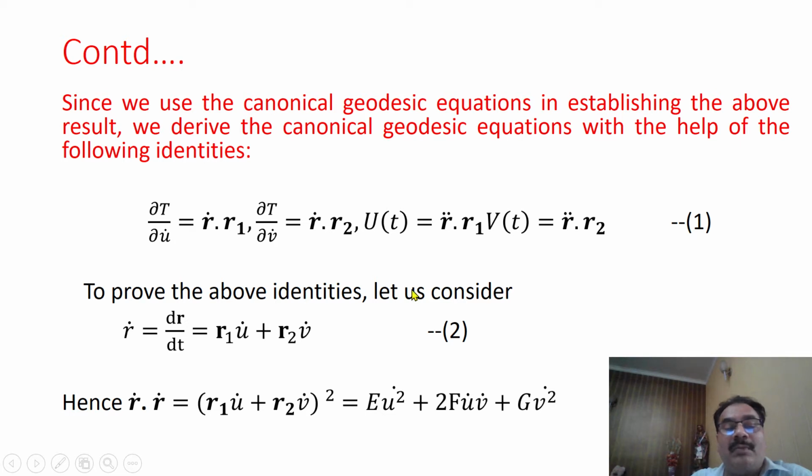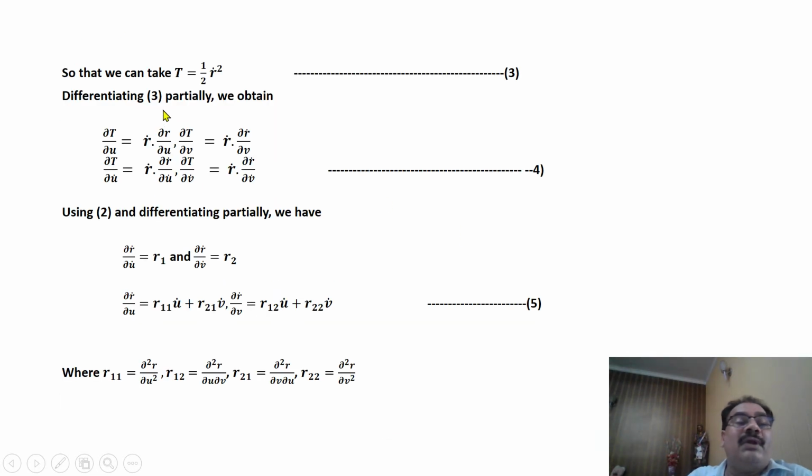To prove the above identities, let us consider ṙ = dr/dt = r1 u̇ + r2 v̇. This is equation number 2. Therefore, ṙ · ṙ may be written as (r1 u̇ + r2 v̇) whole square. We have already seen this in the previous PPT: E u̇² + 2F u̇ v̇ + G v̇², so that we can take T = ½ ṙ². Let us suppose this is equation number 3.